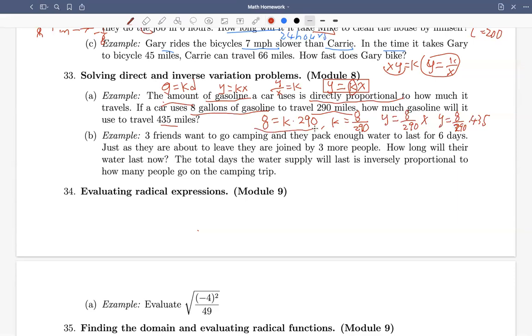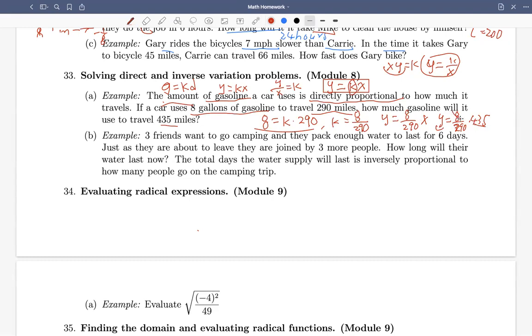That means y equals 8, x equals 290. In this case, we can solve for k by dividing by 290 on both sides. So k equals 8 divided by 290. Then we have this equation: y equals 8 divided by 290 multiplied by x. Now the question is asking, if the car travels 435 miles, how many gallons does the car need? So we just plug in 435 for x. Now we just have to calculate this.